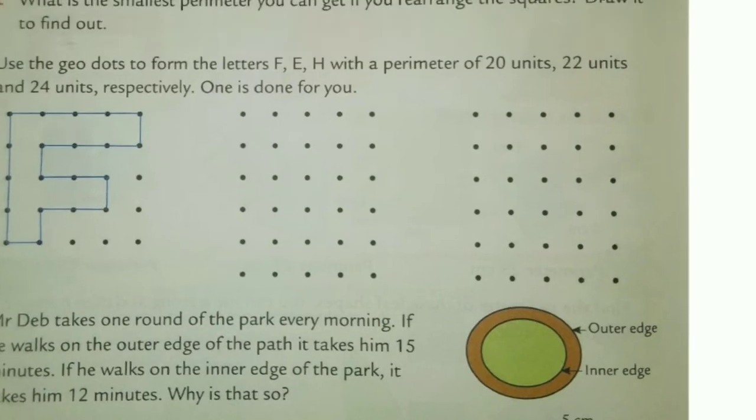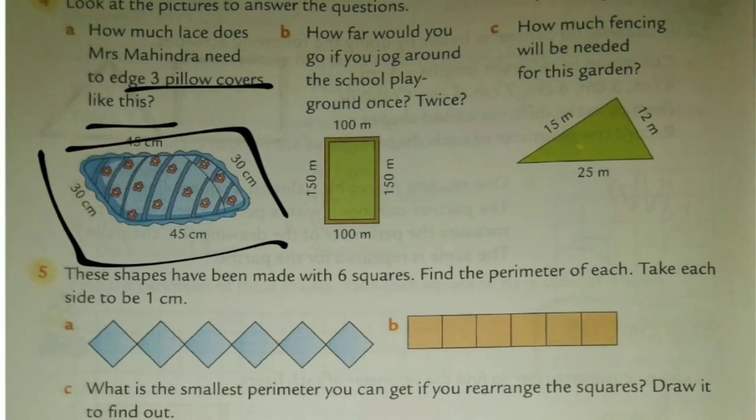Question number 4. Look at the pictures to answer the question. How much lace does Mrs. Mahindra need to edge 3 pillow covers like this? Okay, it is showing 1 pillow and we have to find for 3 pillows. See, what is the length of 1 pillow? It means what is the perimeter of 1 pillow? We can add all this. 45 plus 30 is 75, plus 45 plus 30, total will come 150. Okay, 150 centimeter for 1 pillow.